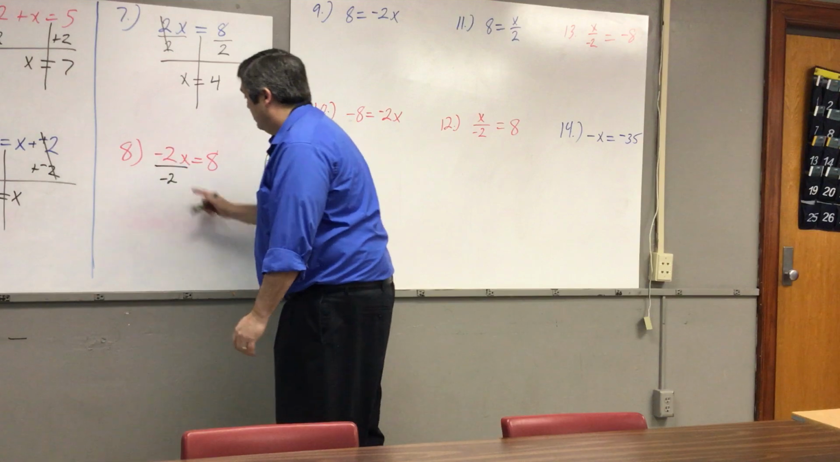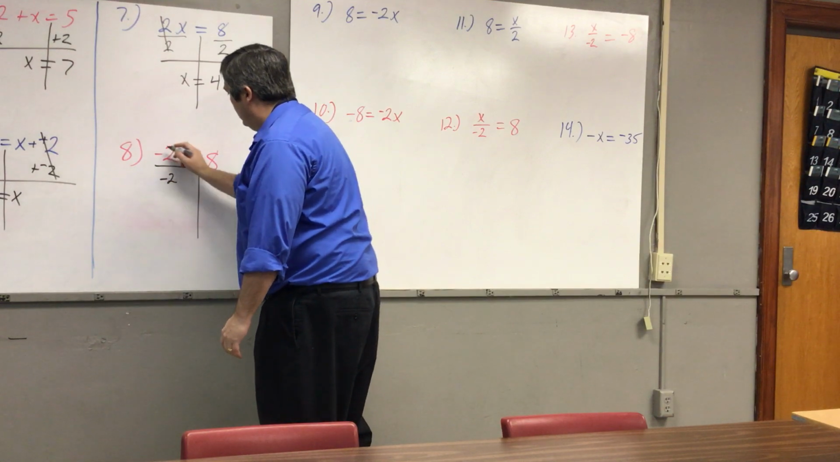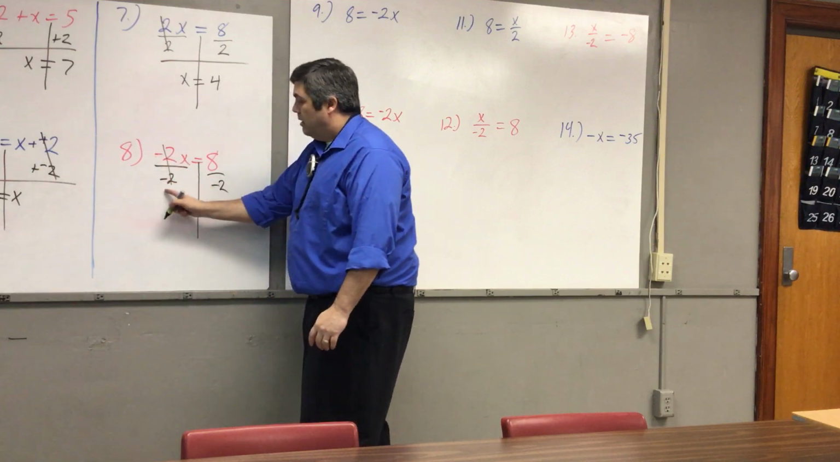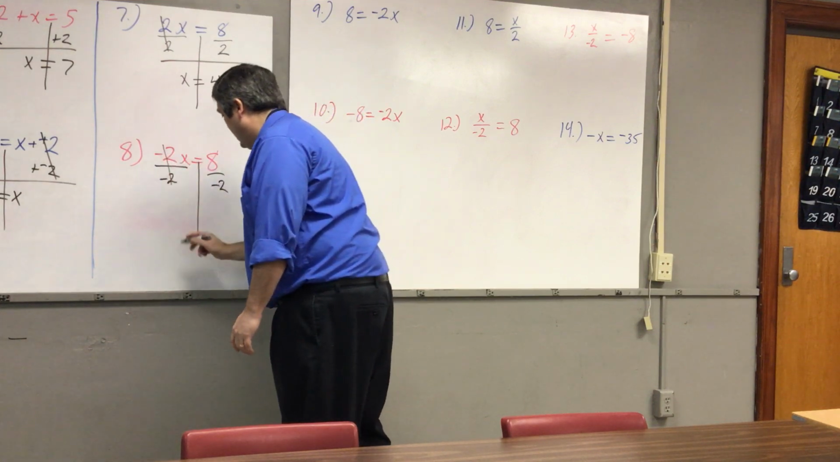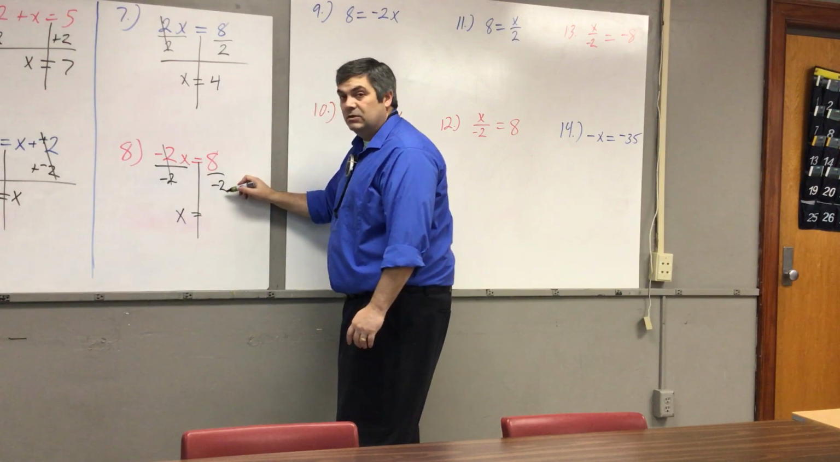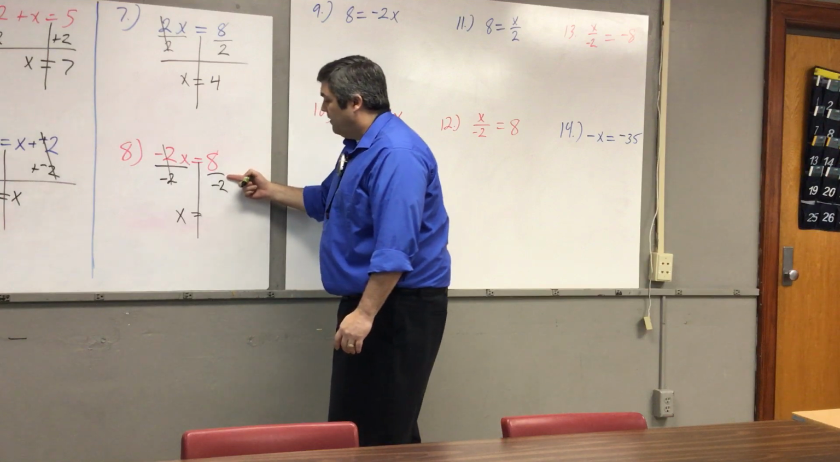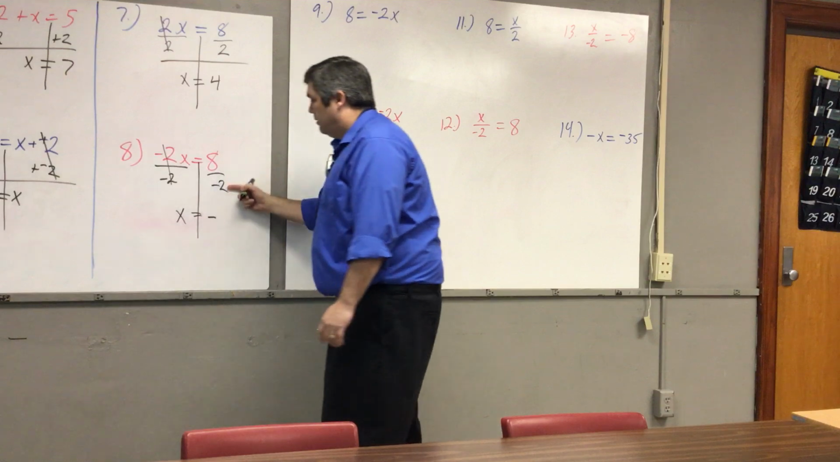But what I do to one side, I do to the other. These cancel out. Notice again, I used -2 because this was a -2. That gets rid of that and leaves me with an x. Now I have 8 divided by -2. Well, a positive divided by a negative gets me a -4.